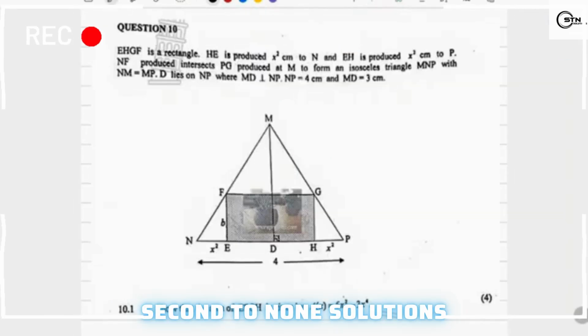And now we're on question 10. Question 10 says, EHGF is a rectangle. Now we have HE produced x squared centimeters to N. So that is being produced to N. Then they tell us that EH is produced x squared centimeters to P.